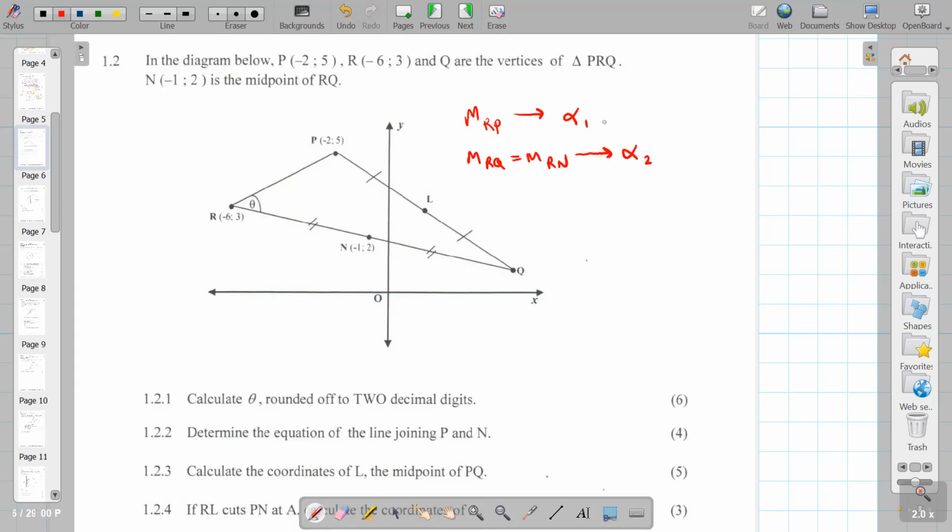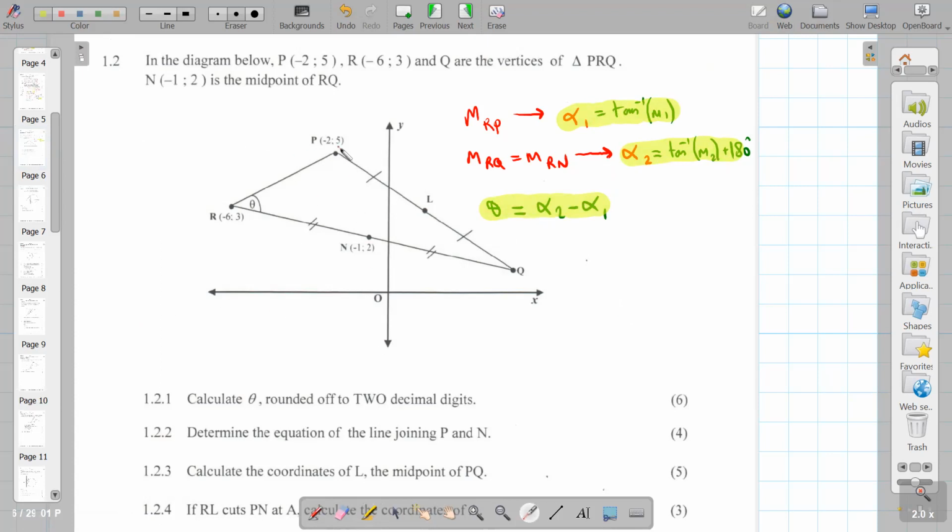Now, remember, the first one is basically just tan inverse of the gradient, let's say M1. But the second one, because it's a decreasing line, after tan inverse I am going to add 180 degrees. So I'll get these two angles of inclination. The angle I am looking for, which is theta, is basically the difference of those angles. So we can just say alpha 2 minus alpha 1 will give me the answer. So you're going to find those things, and finally, as a third step, we will find their difference.